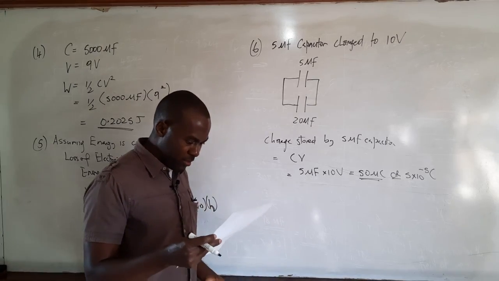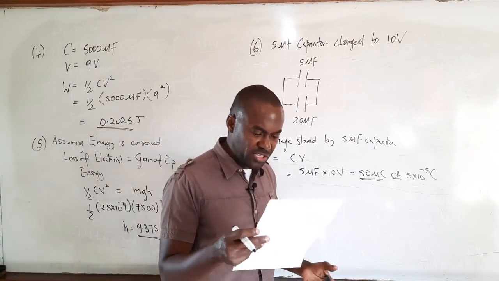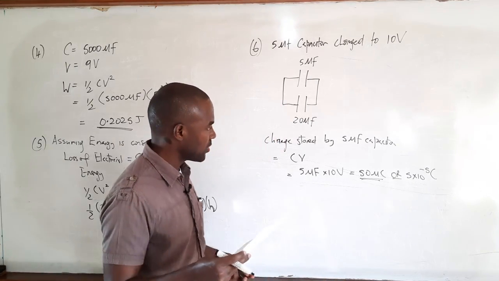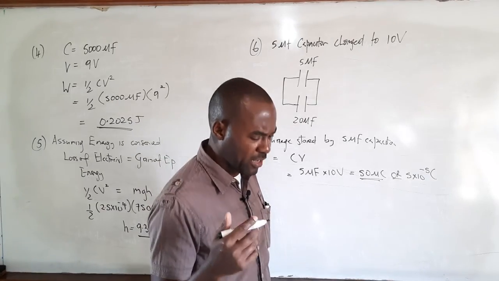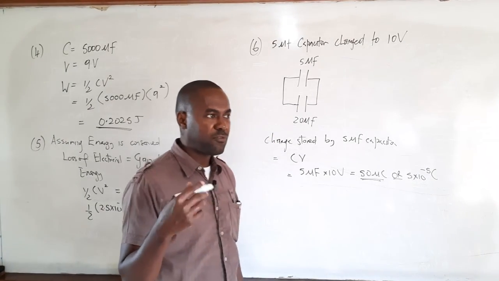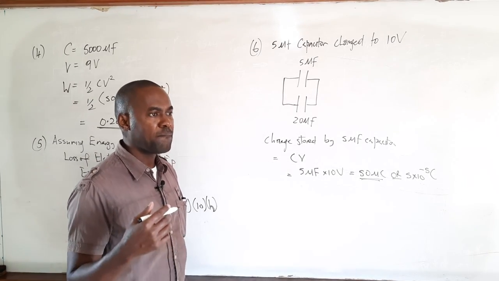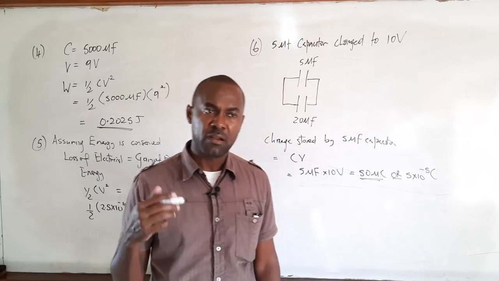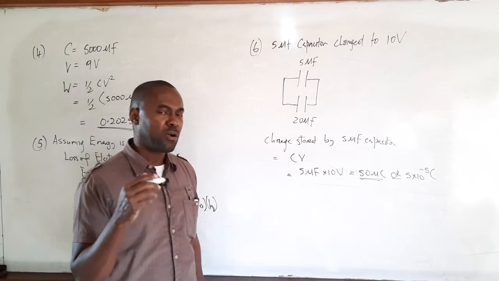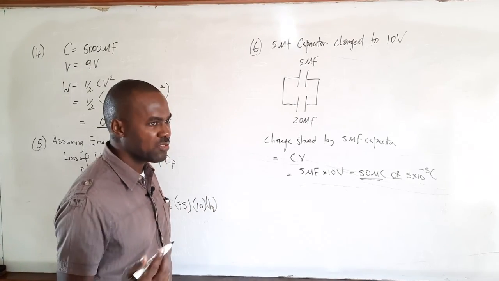Now, what they really want us to do, however, is to find the charge stored on each capacitor after connection. Now, we know the total amount of charge stored by the 5 microfarad capacitor. We're not given any voltages yet, right? But what we need to find is the charge stored on each capacitor. Now, basically, whenever capacitors are connected in parallel, the ratio of the charges stored will be in the ratio of their capacitances. What exactly does this mean?